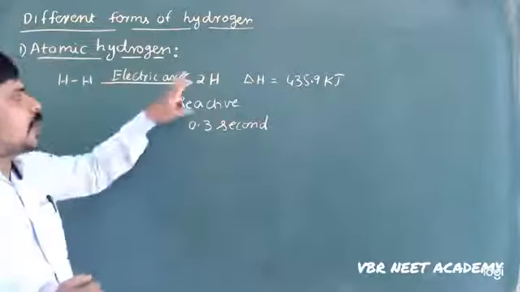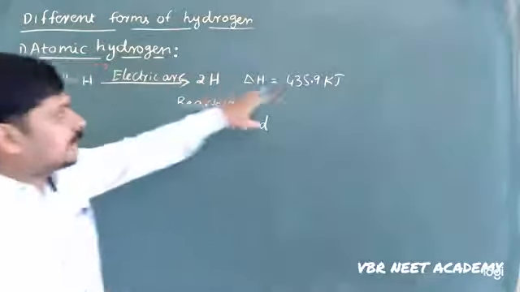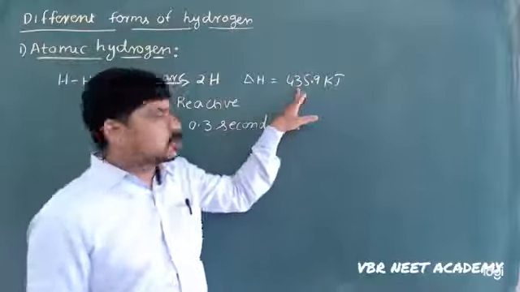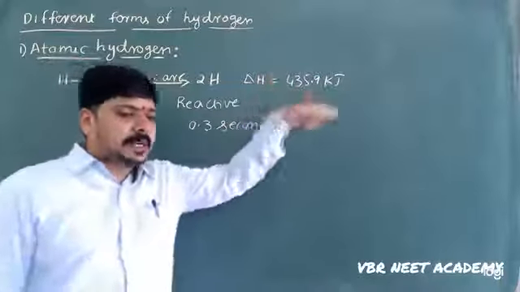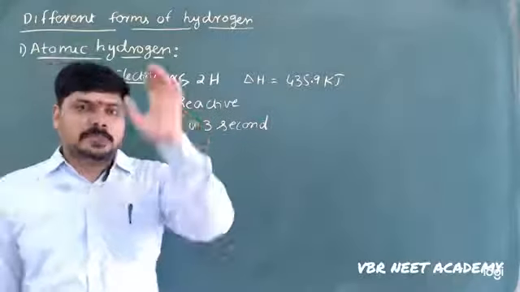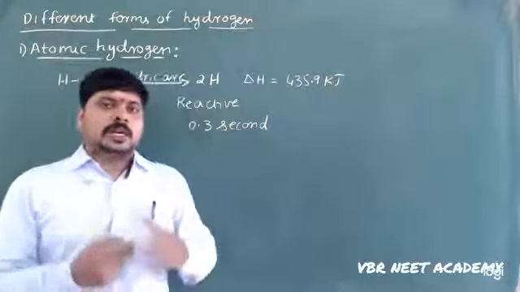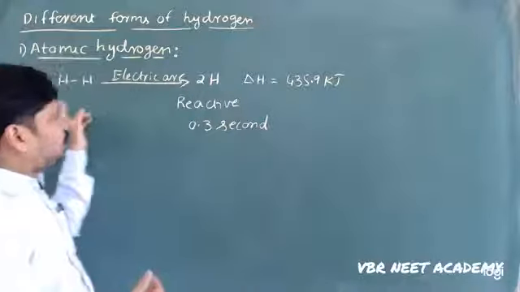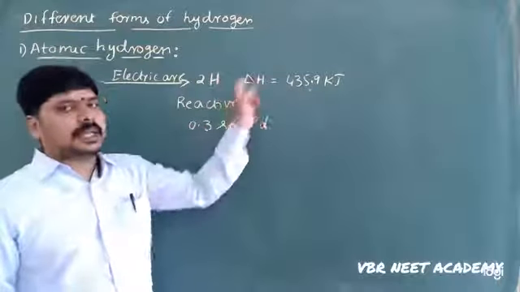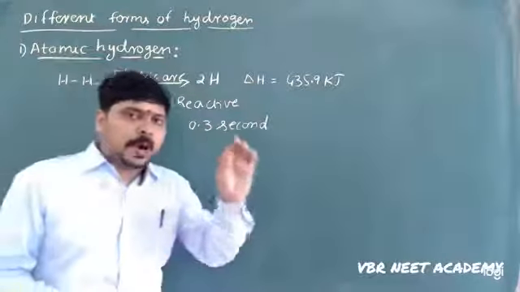Whenever these two hydrogen atoms combine and form the H2 molecule, they liberate 435.9 kilojoules of energy. As this much energy is liberated, we can use it for welding purposes. This process is exothermic, whereas the formation of atomic hydrogen is endothermic. It uses the energy of 435.9 kilojoules and has a lifetime of only 0.3 second.